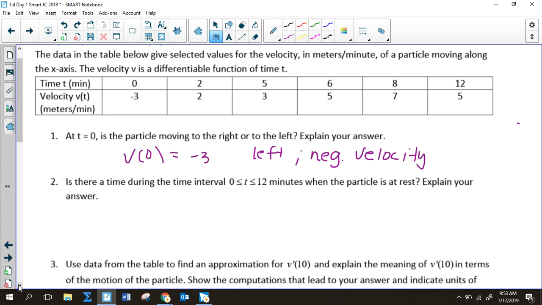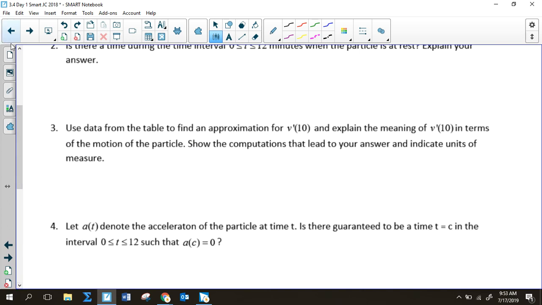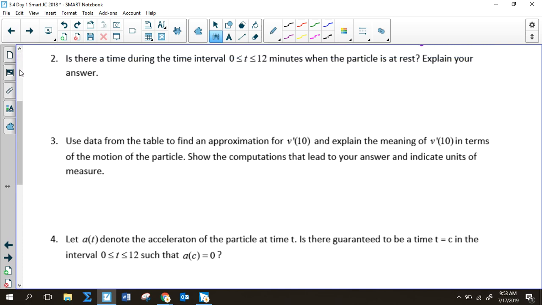Is there a time during the interval 0 to 12 when the particle is at rest? Explain your answer. It's at rest when the velocity changes from negative to positive. Please don't use the word "it" like I just did because that doesn't describe anything. When I look at the table, I see that the velocity is -3 at time equals 0 and 2 at time equals 2. So sometime between 0 and 2, it crosses the x-axis, and that would be where it is at rest. So the time interval where it is at rest would be between 0 and 2.